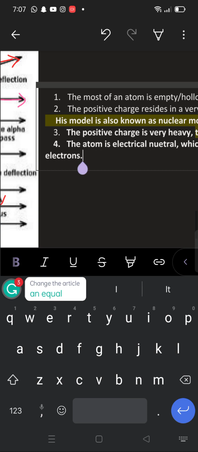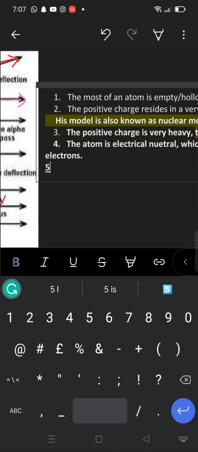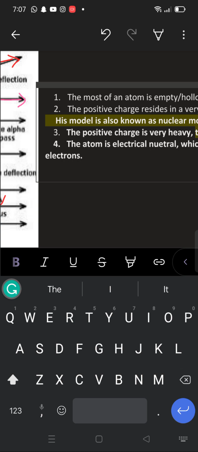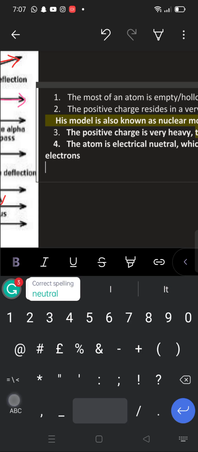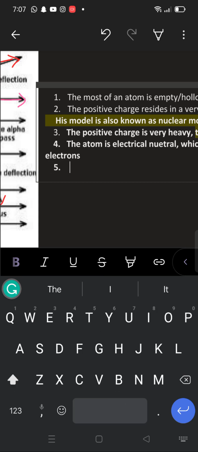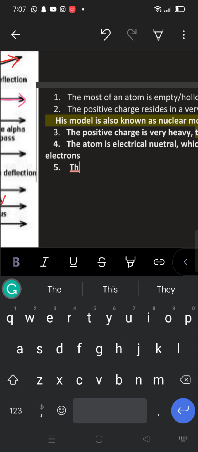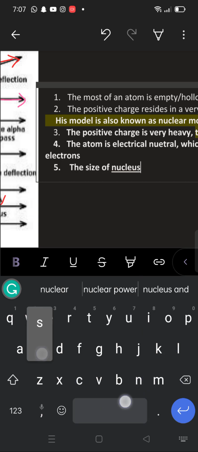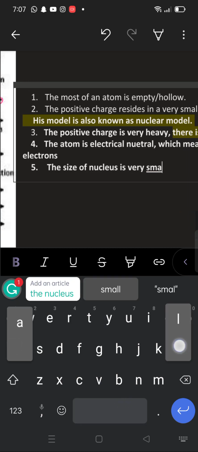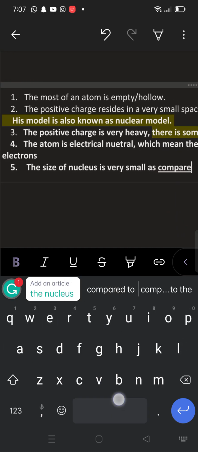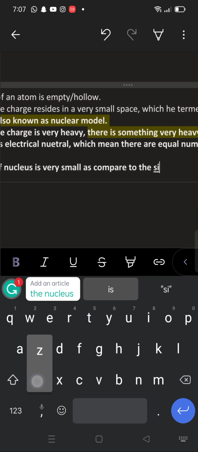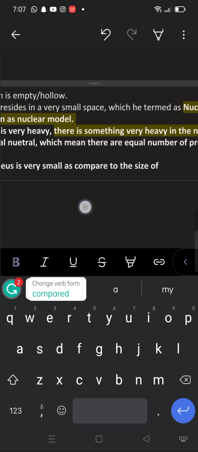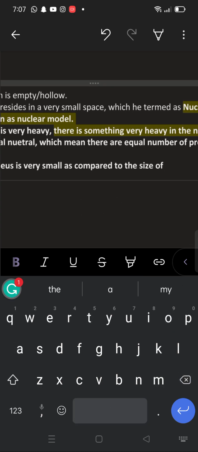Okay, so the fifth point of his theory was that the size of the nucleus is very small as compared to the size of the atom, right? Let me highlight this. The size of the nucleus is very small as compared to the size of the atom.